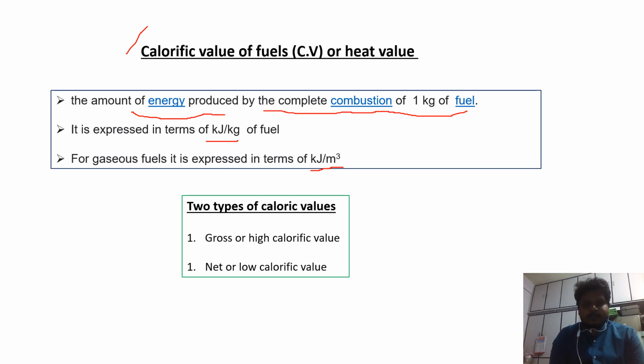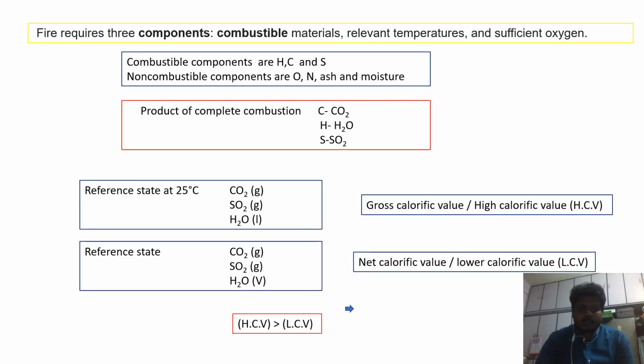Calorific values are of two types: gross or high calorific value, and net or low calorific value. Let us see one by one in detail. Generally, fire requires three components: combustible materials, relevant temperature, and sufficient oxygen. Which means, when combustible materials mix with oxygen at a particular relevant temperature, there will be combustion.